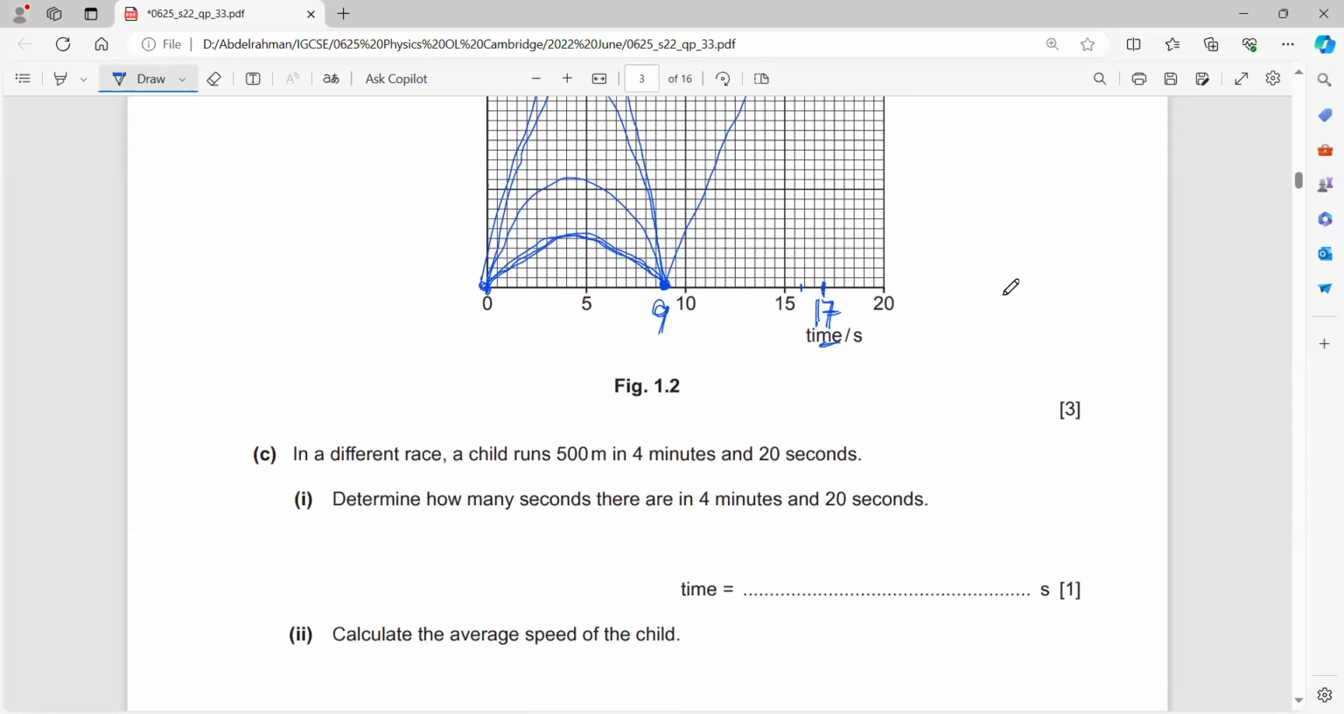Moving on to a much easier question. Determine how many seconds there are in 4 minutes and 20 seconds. How many seconds are there? 260. Yes, of course, 4 times 60 plus 20 seconds. 4 times 60 is 240, plus 20, which is 260 seconds. Nice.